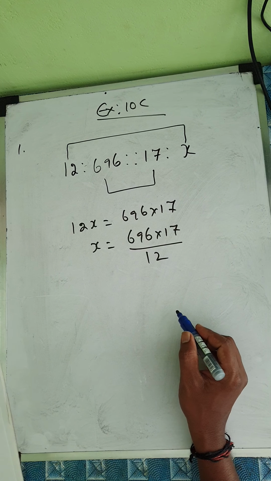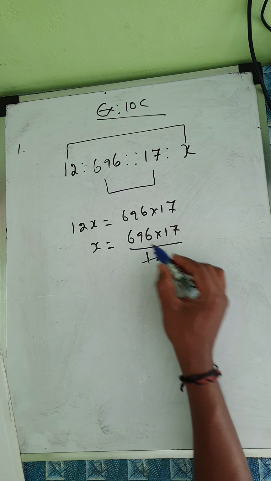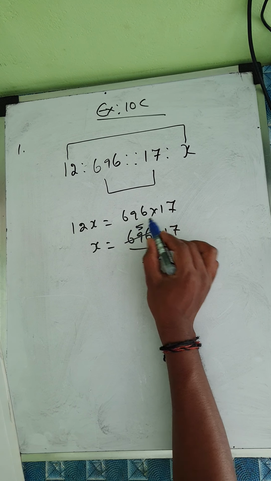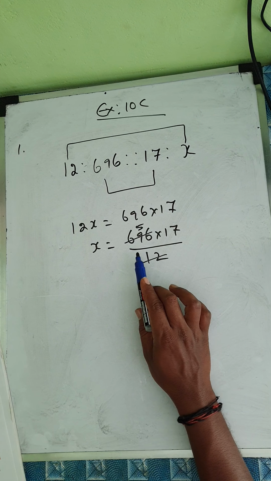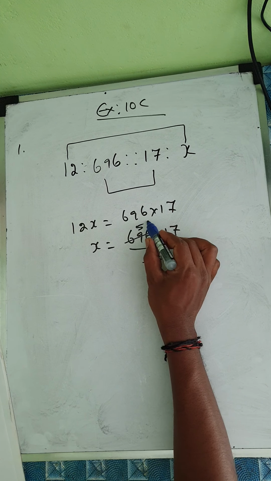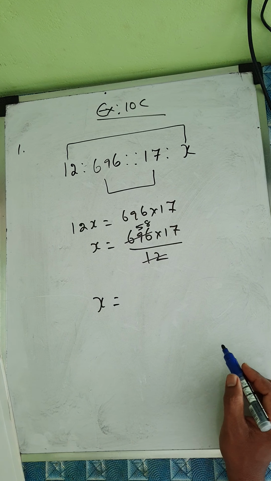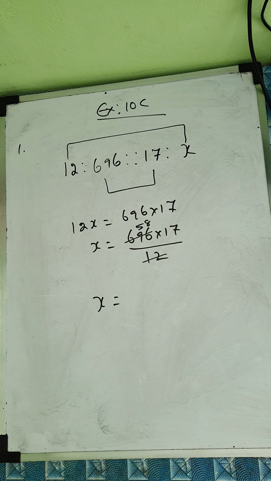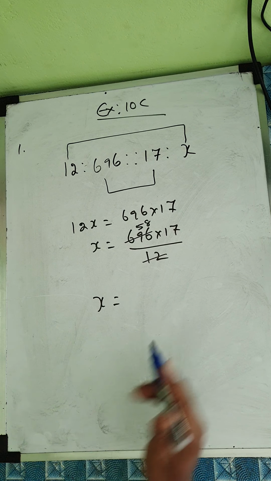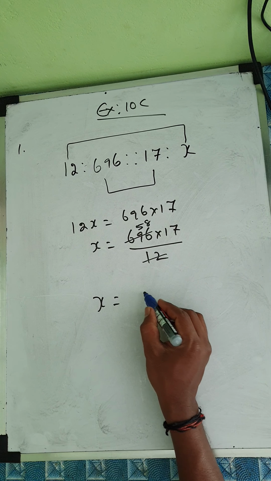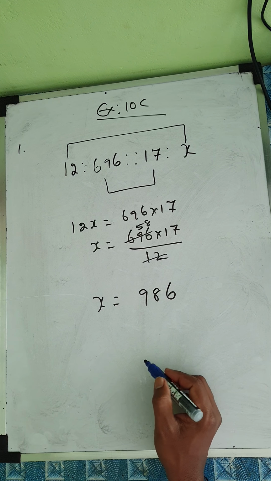So we can cut now. We can cut 12, 5 zero, 60. Remain 96, so 12 eights are 96. So 58 into 17. You multiply 58 into 17. How much is it? You just multiply and write it, okay? 58 into 17 will be, I think we'll get 986.